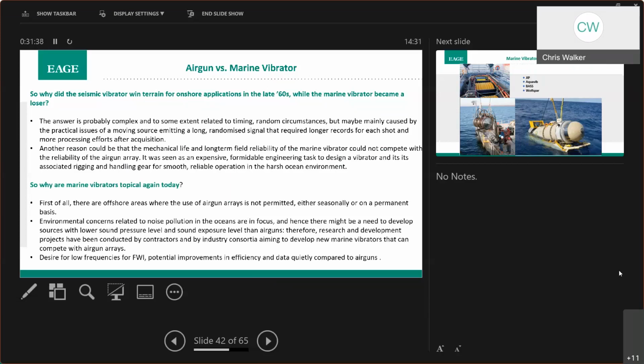So why are they actually being revisited today? I'm going to go through what's happening today. You've got environmental concerns, particularly in areas like California and Brazil, either seasonally or permanently. And so there's a lot of emphasis on trying to remove marine pollution, acoustic pollution. And also people have been looking at trying to get better low frequencies, as we've seen the developments on the airgun side, to try and get better FWI-based velocity analysis. Next slide, please.